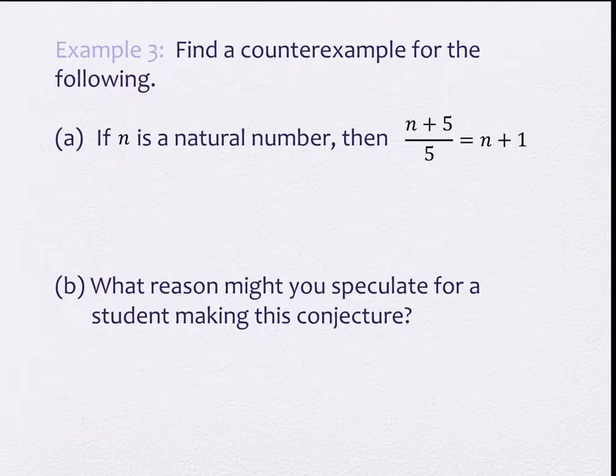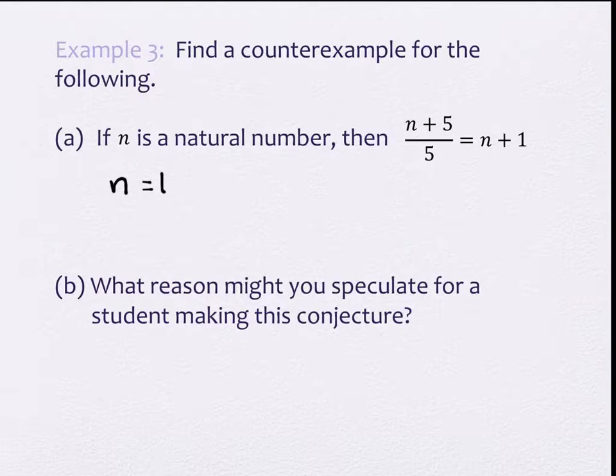So basically, it's a number or a situation that shows that whatever we're trying to say is true, it simply isn't. So here's the first one. It says, if n is a natural number, then (n plus 5) over 5 is equal to n plus 1. And we're supposed to find a counterexample that shows that that statement, that equation, if you will, is not true. It doesn't work. So we're looking for numbers that fail. Not numbers that succeed. That's what you're usually looking for, numbers that work. We need a number that fails. So can you think of a number, n, that will make this not work?